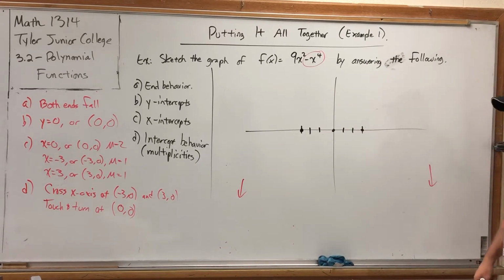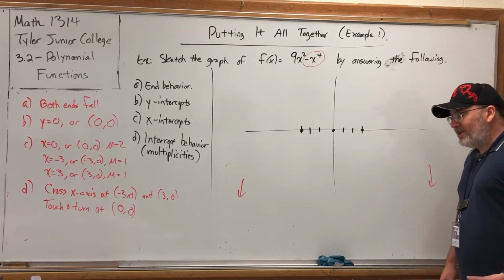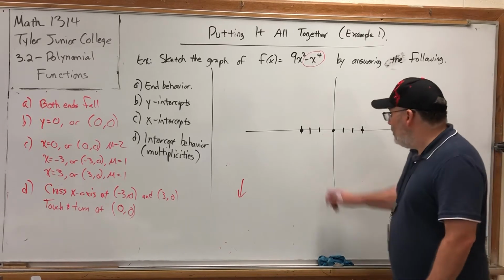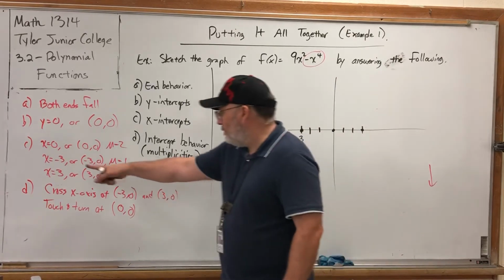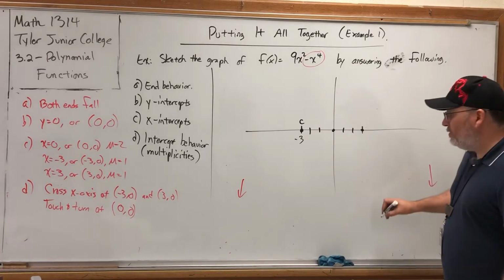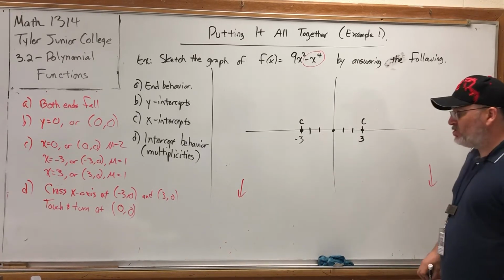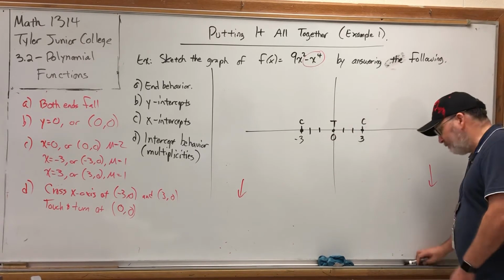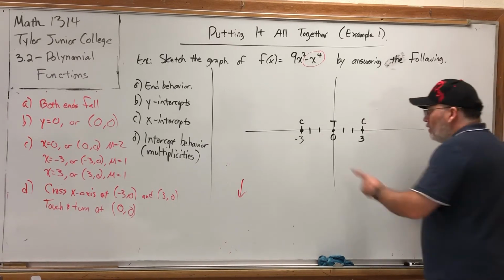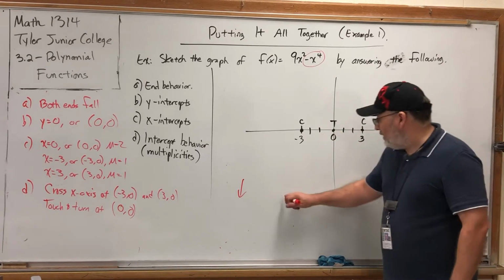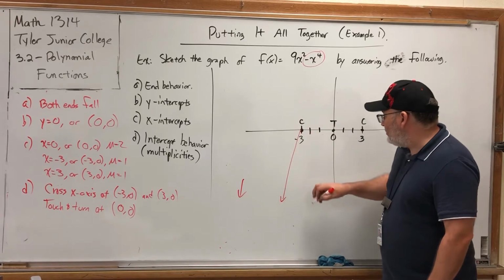To represent the intercept behavior at the x-intercepts, I'm going to put either a capital C for cross, or a capital T for touch and turn. For example, back at -3, we cross the x-axis, so I'm going to put a capital C there just to say cross. Also at +3, we cross the x-axis, but at 0, we touch and turn. And now I'm ready to draw a rough sketch. I need to start low, cross here, touch and turn here, cross here, and end low. Here we go. Start low, cross here.